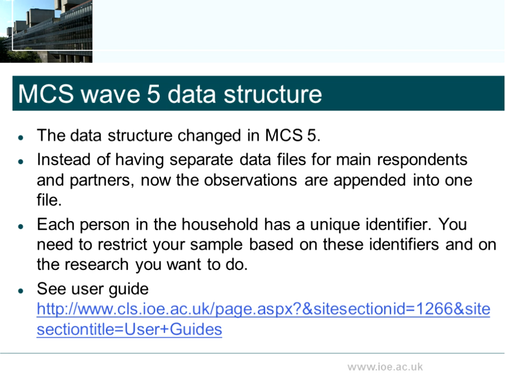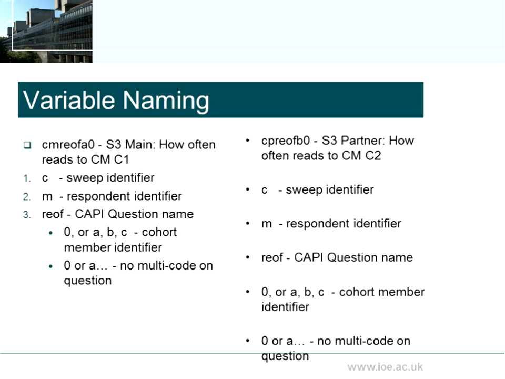Another thing that you should note is that the data structure has changed between wave 5 and the previous waves. So in all previous waves, the answers from the parent questionnaire, so from the main respondent questionnaire and the partner questionnaire, were stored separately in 2 different data files. However, in wave 5, the answers from the partner and the main respondent questionnaire were stored in the same file, and there is a flag variable indicating to whom the data corresponds, whether it's the main respondent or the partner.